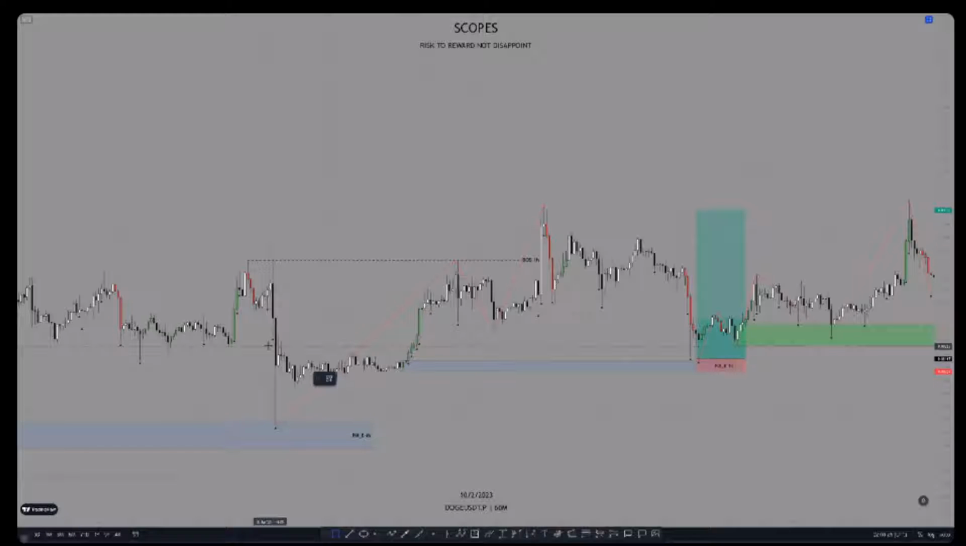So you can enter then just above the interest, stop loss just below, and targeting highs just below. And take money off the trade, or you can follow it.